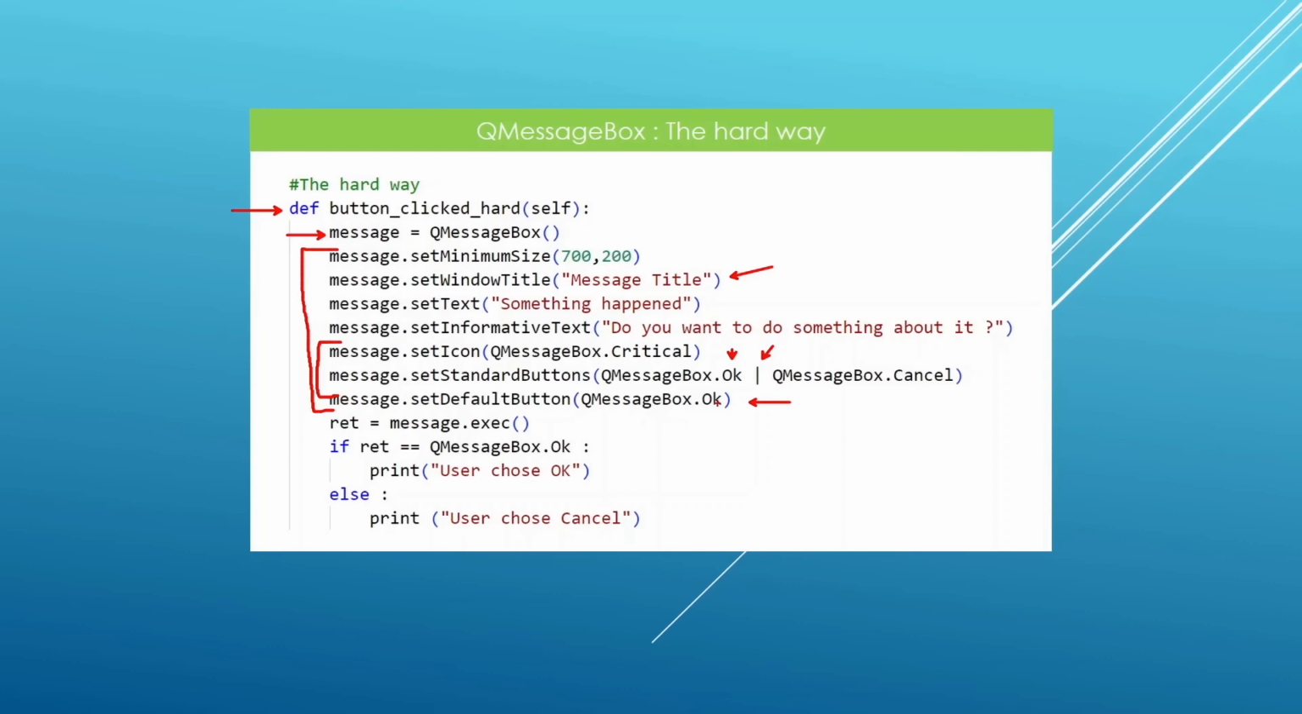So the OK button is going to be on by default, or it's going to be highlighted, if I can say it like that. Once we have the message box object set up, we will show it by calling the exec method. This is going to make it pop up on the screen, and we will grab whether the user pressed OK or Cancel through this return variable. If the value is QMessageBox.OK, we will know that the user chose OK. If it is something else, we will note that the user has chosen Cancel.